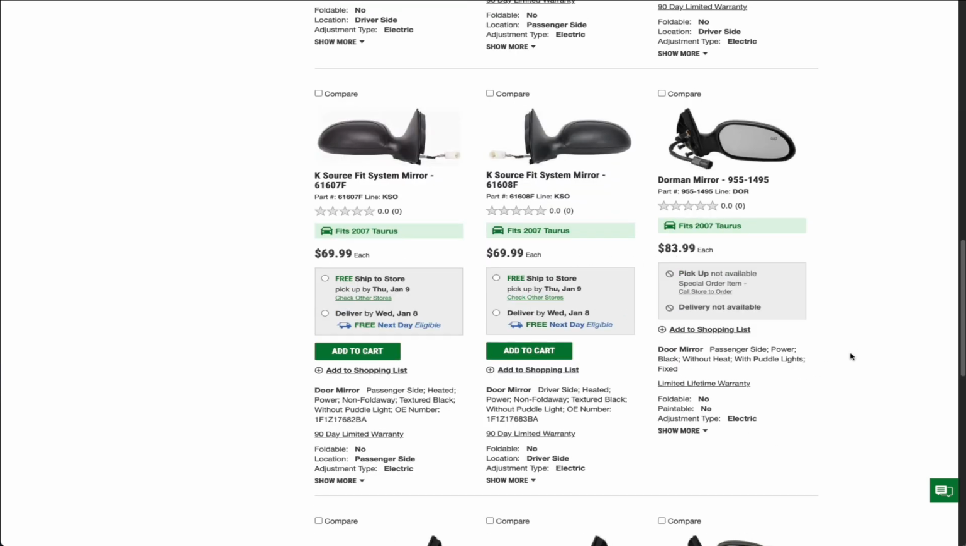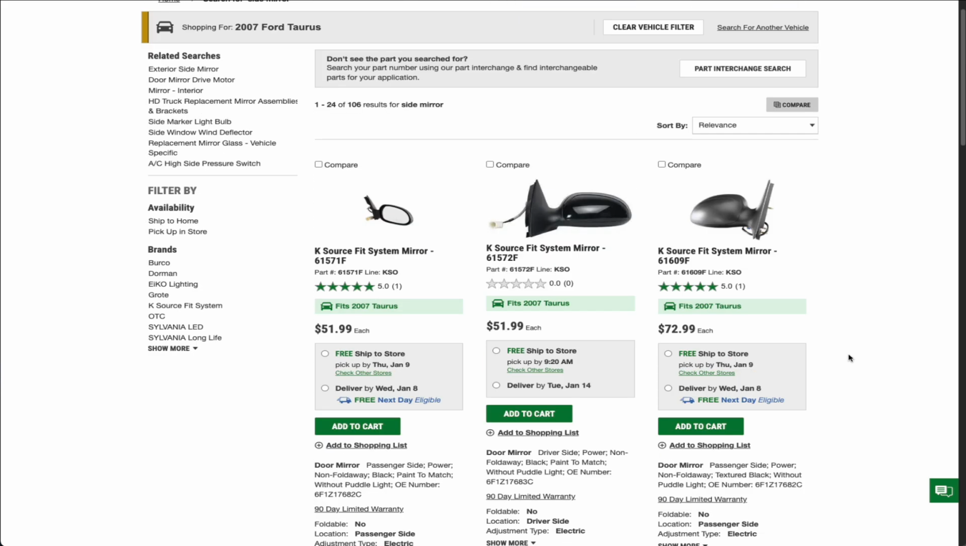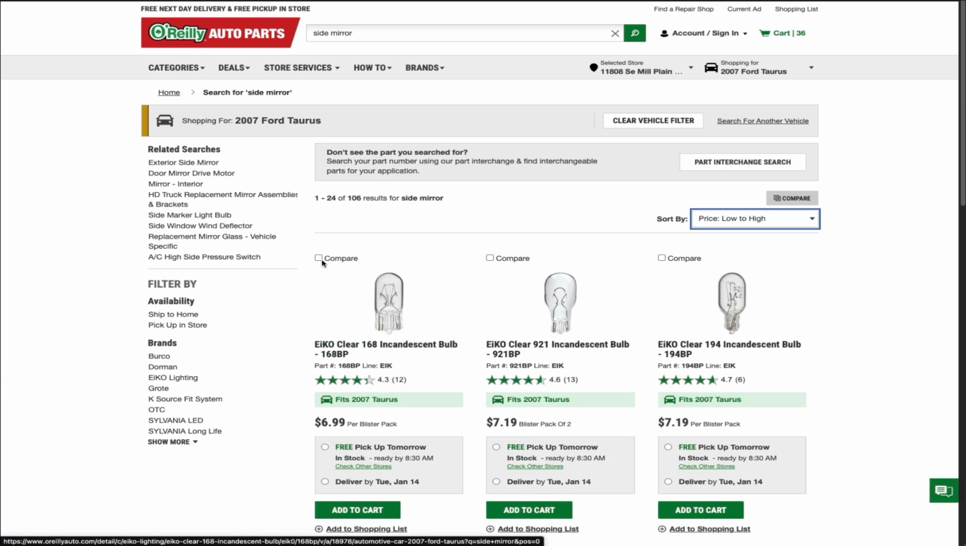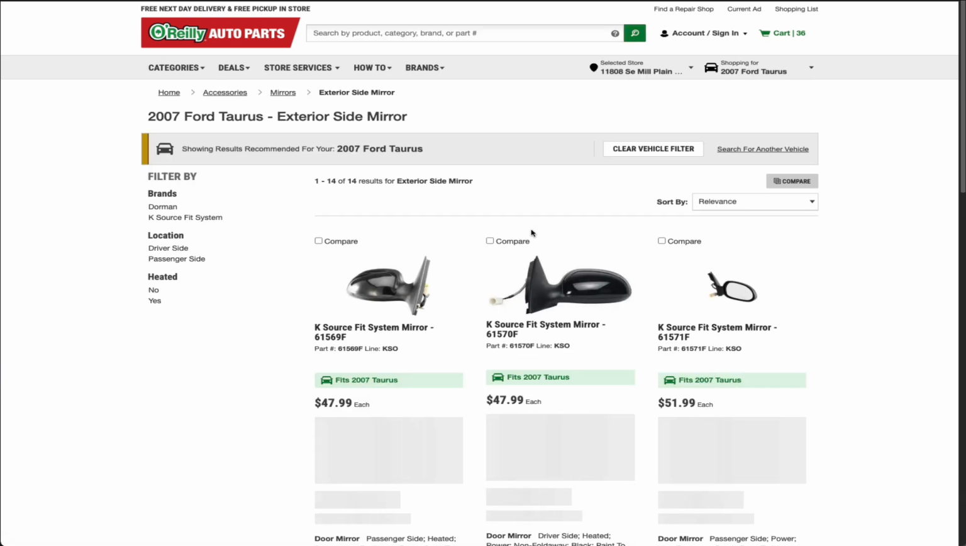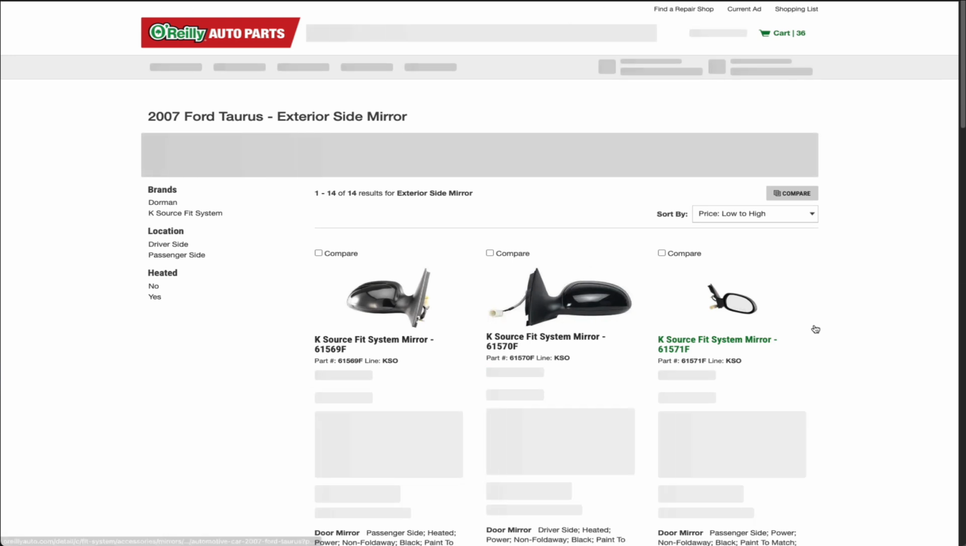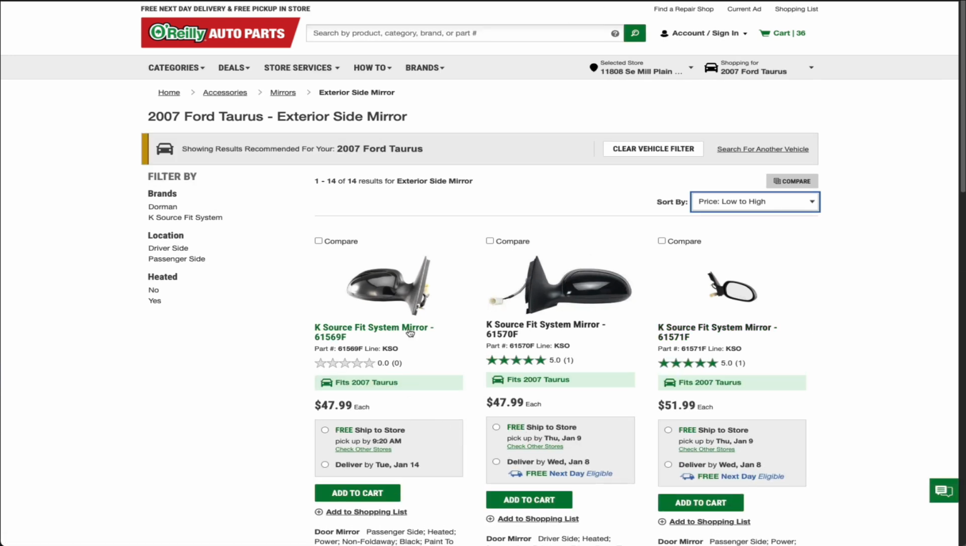For our purposes, things like this, if we have to replace it, we are going to choose the lower cost one. You can go here by sort by, and I can go here to low to high. That might not give me good information, but let's see. So this is not what I want. So then here, related searches, I'm going to go exterior side mirror. And now let me see if I can find low to high. So this is the lowest cost side mirror right here.